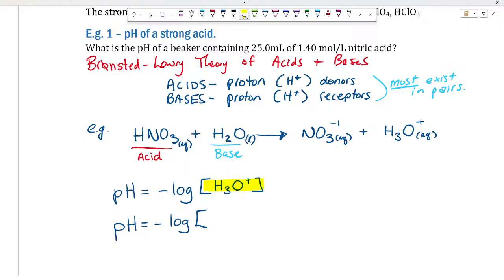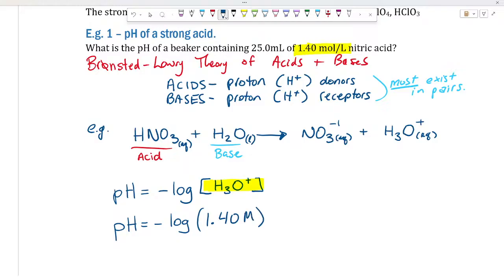Which one of these is a concentration, team? 1.40. Good. 1.40 moles per liter. Very good. So the negative log of, what's the concentration here? 1.40.